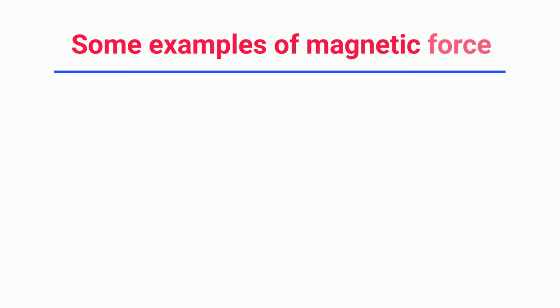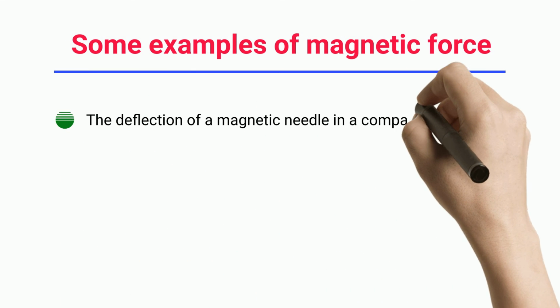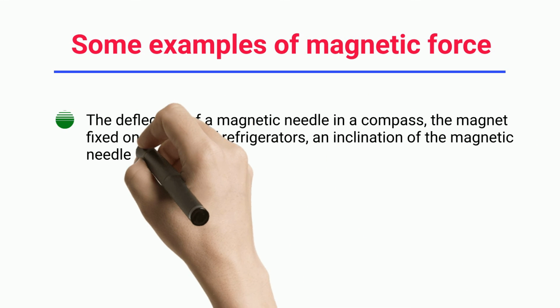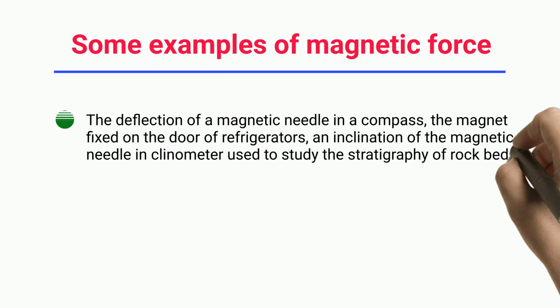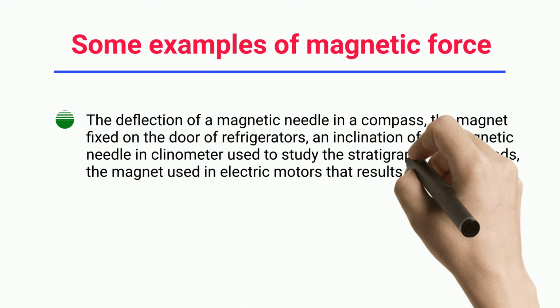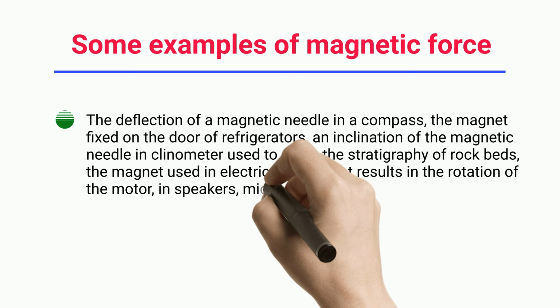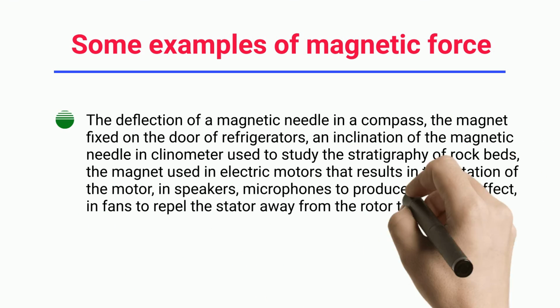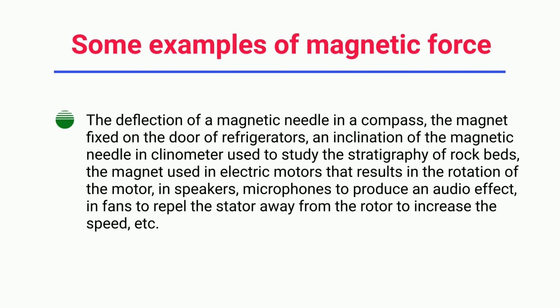Some examples of magnetic force: the deflection of a magnetic needle in a compass, the magnet fixed on the door of refrigerators, and inclination of the magnetic needle inclinometer used to study the stratigraphy of rock beds, the magnet used in electric motors that results in the rotation of the motor, in speakers, microphones to produce an audio effect, in fans to repel the stator away from the rotor to increase the speed, etc.